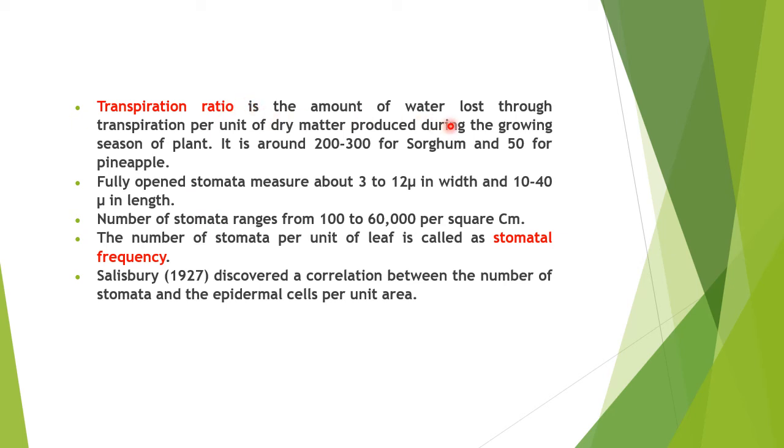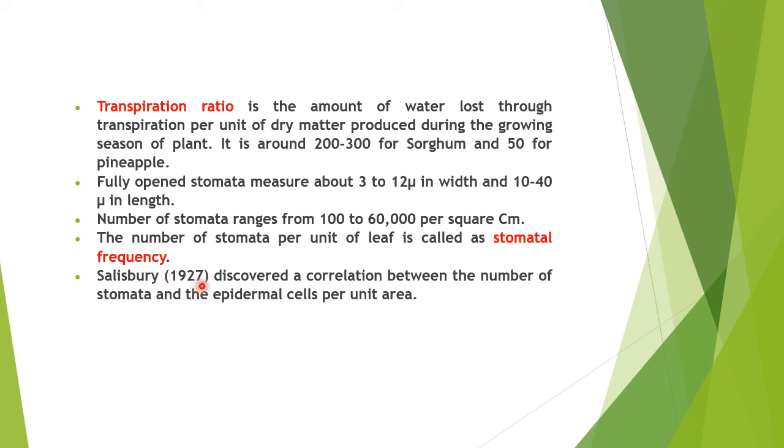Transpiration ratio is the amount of water lost through transpiration per unit of dry matter produced during the growing season of plant. It is around 200 to 300 units for sorghum and 50 for pineapple. Fully opened stomata measures about 3 to 12 microns in width and 10 to 14 microns in length. Number of stomata ranges from 100 to 60,000 per square centimeter of leaf. Number of stomata per unit of leaf is called stomatal frequency.